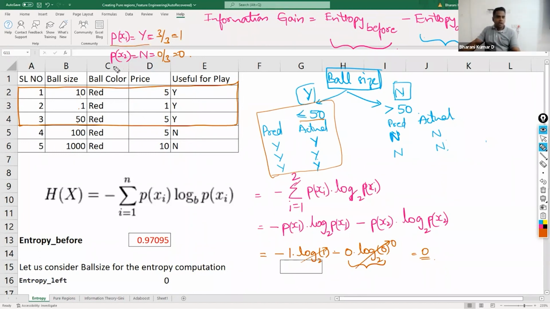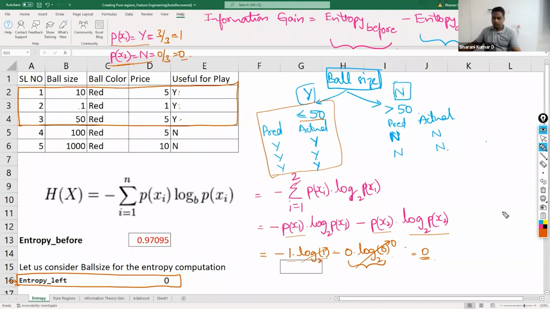x1 is nothing but yes. x2 is no. How many yes do I have here? In how many places? 3. 3 out of 3 is 1. How many no do we have here? 0 out of 3, which is 0. So I got P of x1 and P of x2. I'm just substituting here. Wherever I have P of x1, I'll put 1 into log of P of x1, which is 1. Wherever I have P of x2, I'll take the P of x2 value, which is 0. So 0 into log of 0. 0 into anything is 0. Log of 1 is 0. So minus 1 into 0 will also be 0. 0 minus 0 is 0. So I'm saying ultimately left side of the entropy will be 0.